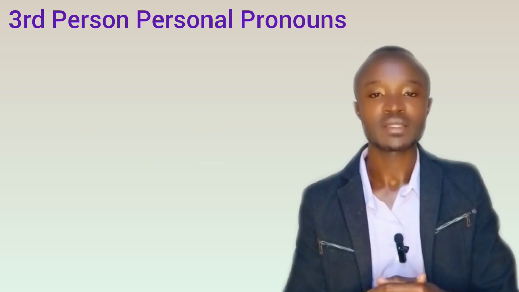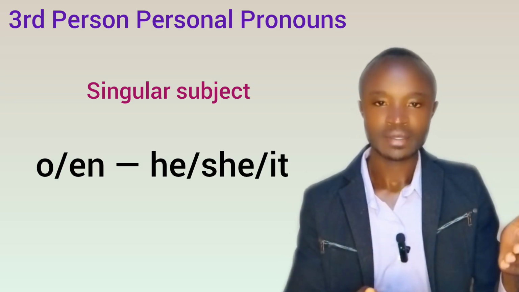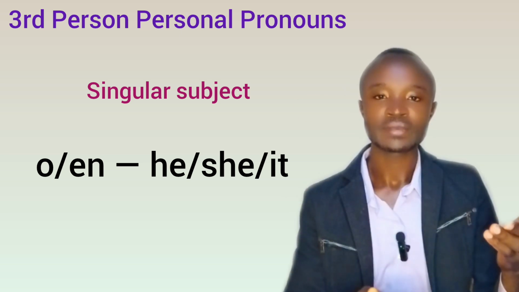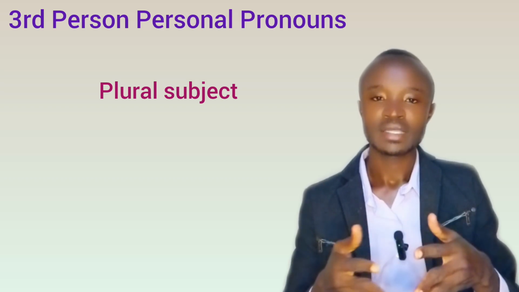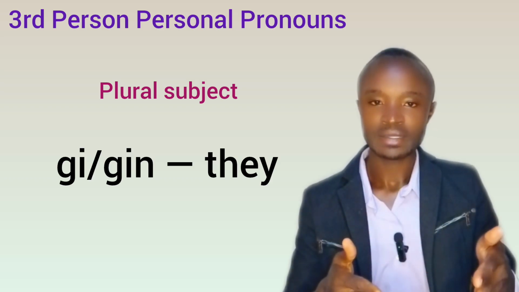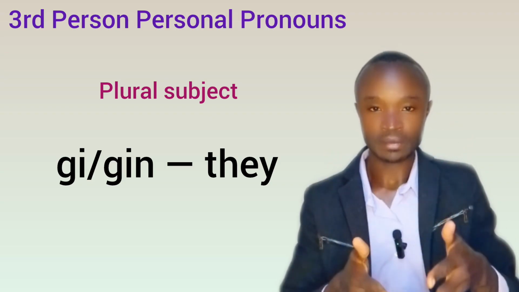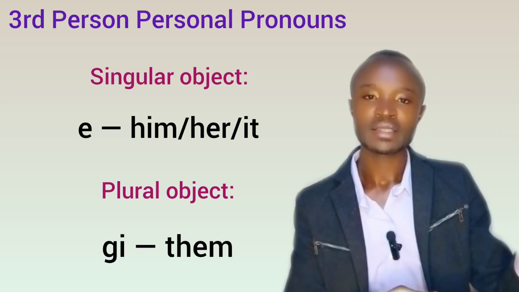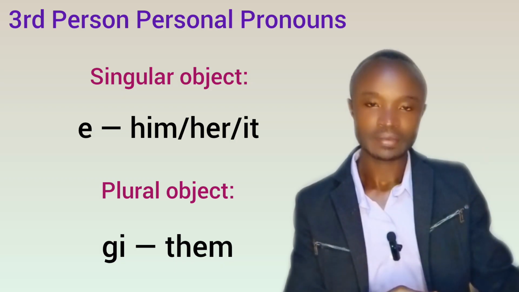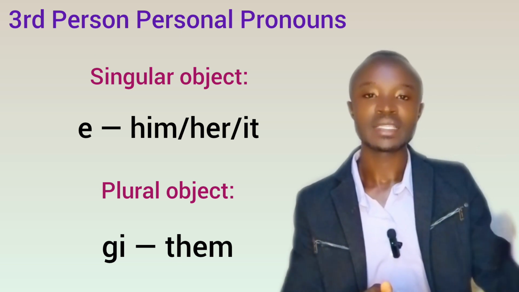Going on to third person personal pronoun, we have in the singular form o or n, and in the plural form that comes to gi or gin, and these are for the subject form. What about the object form? We have e, gi, and you can hear that is quite open. E, gi.